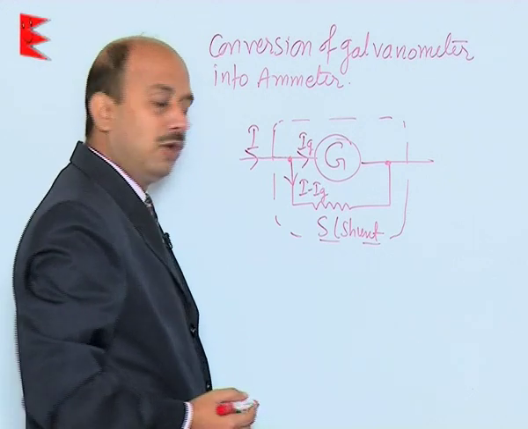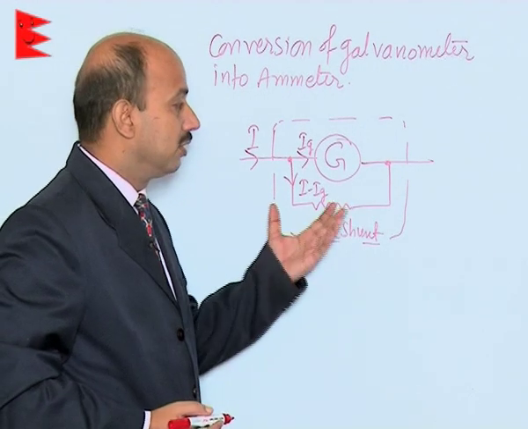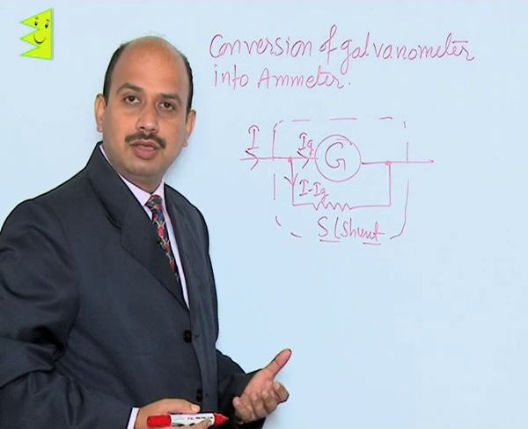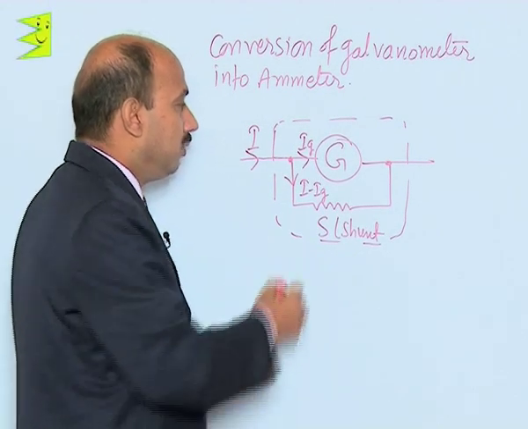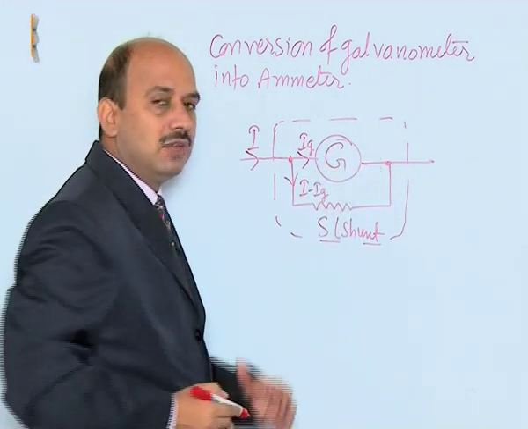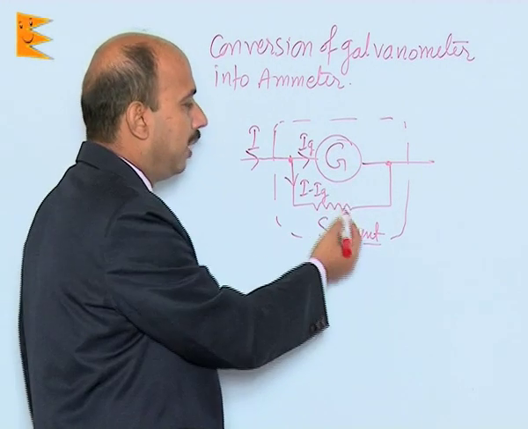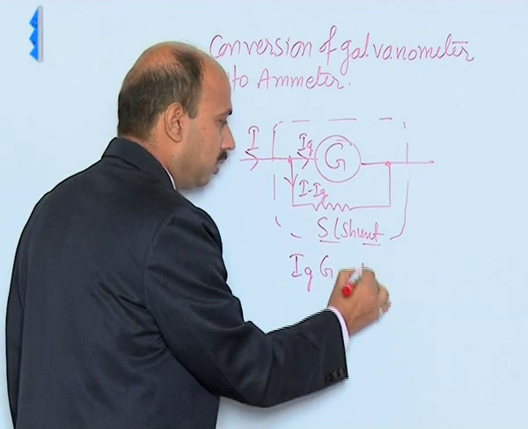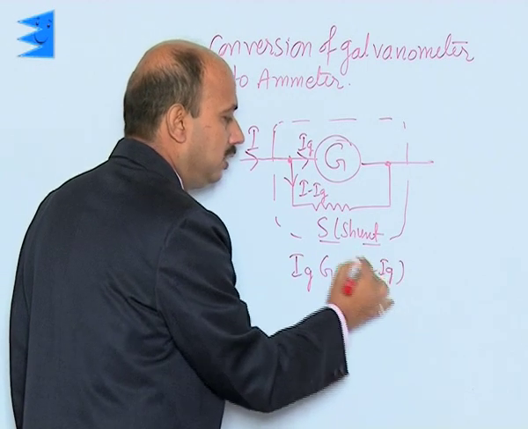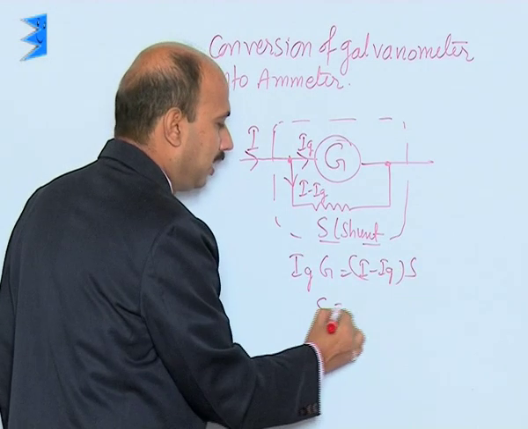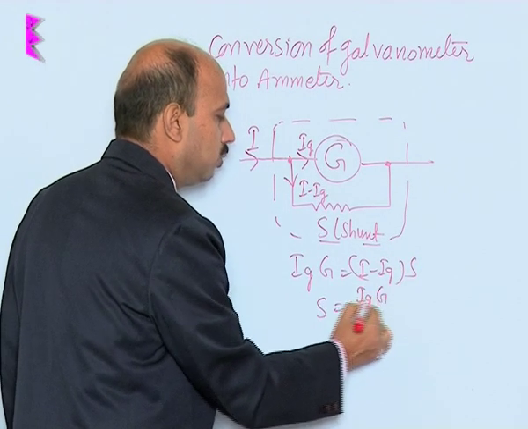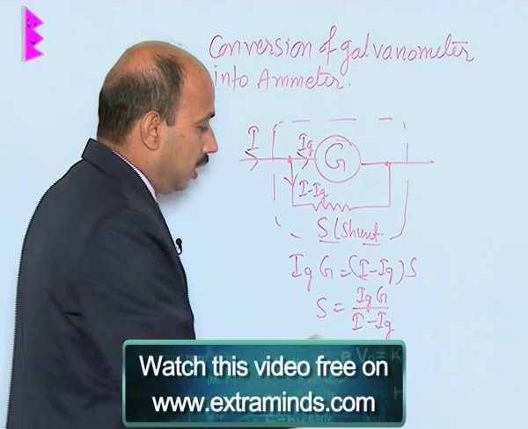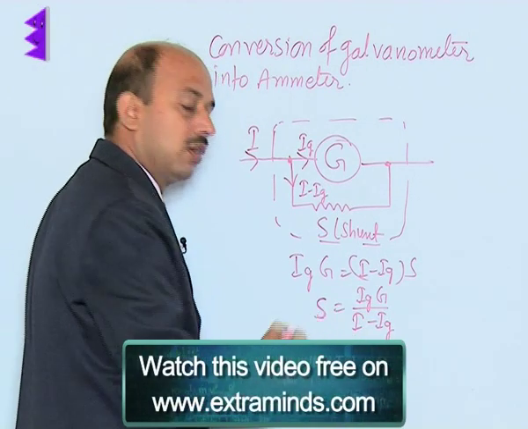So see here, if you want to measure current I by using this device, then how much S, or the shunt, will you be connecting here in parallel? What we do here, we know the potential difference across this remains the same because these two are in parallel. So we can write Ig into G is equal to I minus Ig into S. So we can write S is equal to Ig into G upon I minus Ig. So see here, this is the S.